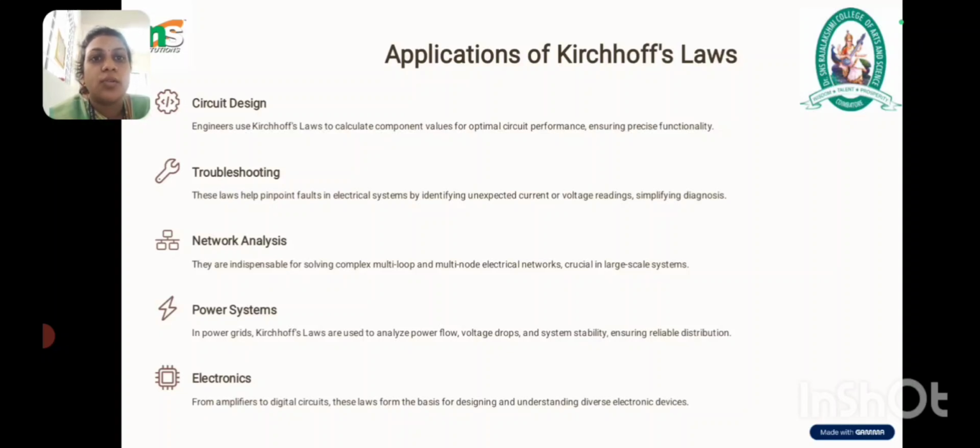In circuit design, engineers use Kirchhoff's laws to calculate component values for optimal circuit performance, ensuring functionality. In electronics, we use them for amplifiers and digital circuits and for understanding diverse electronic devices. In power systems, we use them to analyze power flows, voltage drops and system stability, ensuring reliable distribution. And in network analysis, we use them to solve complex multi-loop and multi-node electrical circuits.